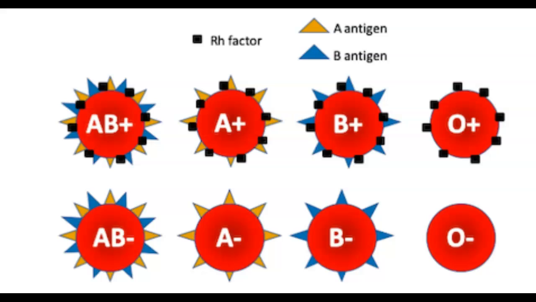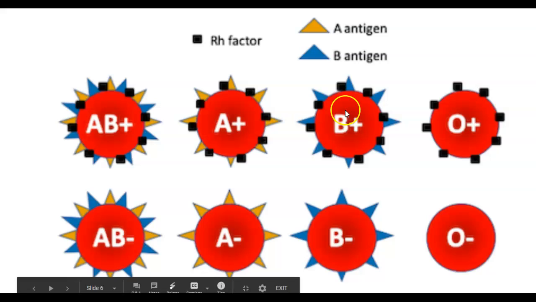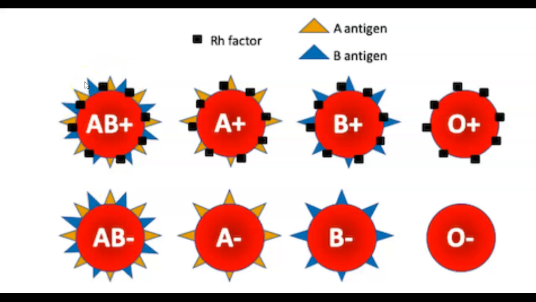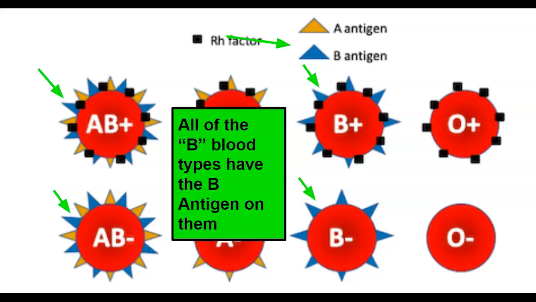Do me a favor and look at the B's, okay? So here's two that have B, and here's two that have B. What do they have in common? They all have the B antigen. So what the heck's a B antigen? It's a protein. It's a protein that makes the B blood type B.